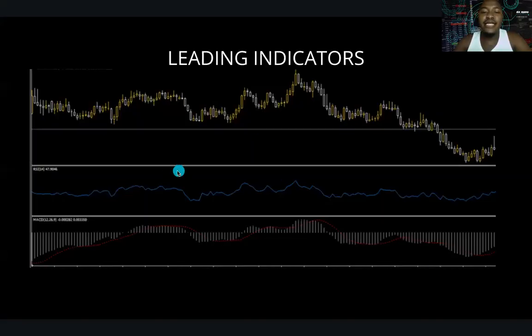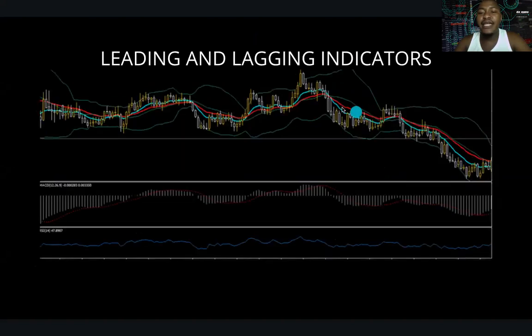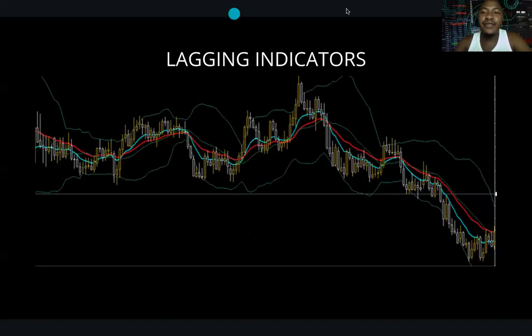Now these were just the leading indicators, right? Now let's move on to the next one. The next one is going to be the lagging indicators. Now in this case, we have the green bands. If you see the green one, this is the green band. This is the green band, right? These three green bands represent one indicator, which is called what? The Bollinger Bands.